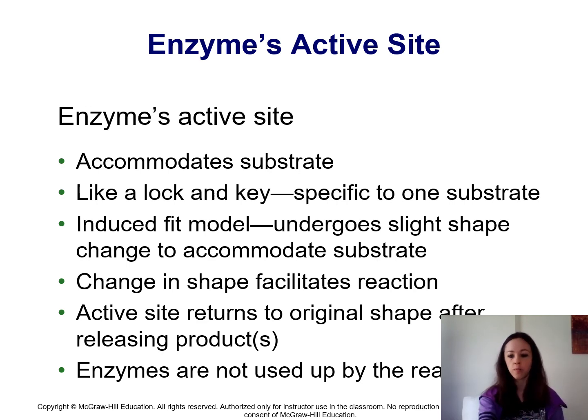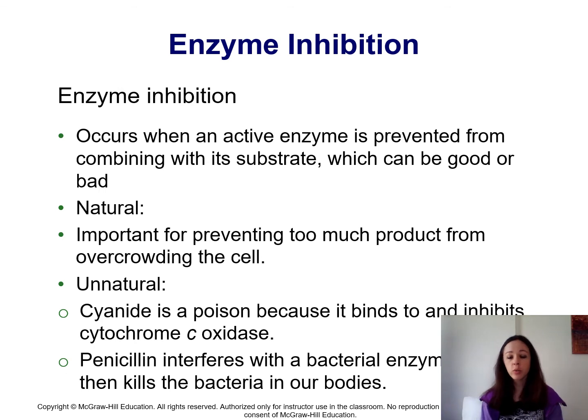it needs to go. So just like with any biological or chemical reaction, enzyme activity needs to happen in some type of balance. So therefore, our body has developed natural processes to inhibit the enzyme activity if we have too much product building up in our cell. There are also unnatural processes that will inhibit enzyme activity in the cell. Poisons and antibiotics do this.